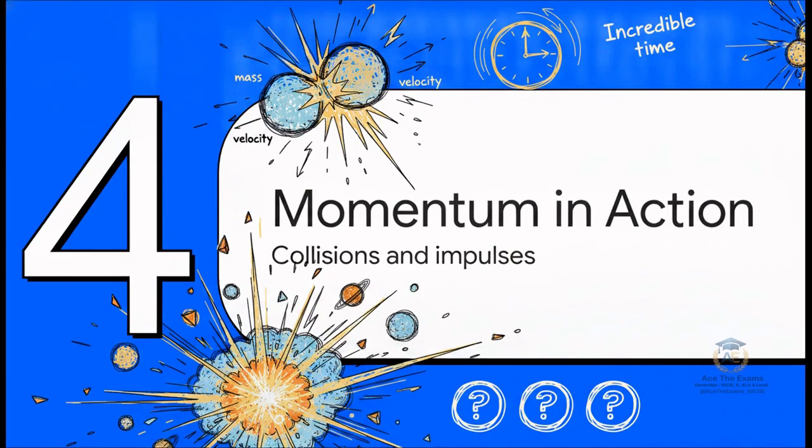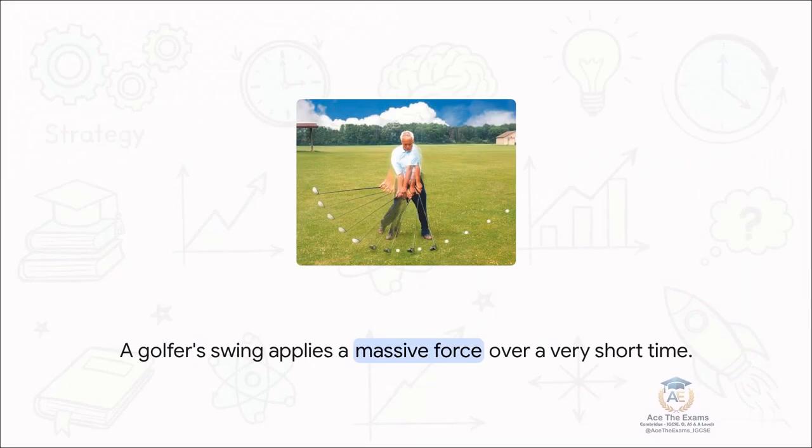All right, Section 4, Momentum in Action. Let's accelerate the narrative here by bringing mass and velocity together, especially during collisions. So, what is momentum? Momentum is defined simply as an object's mass multiplied by its velocity.